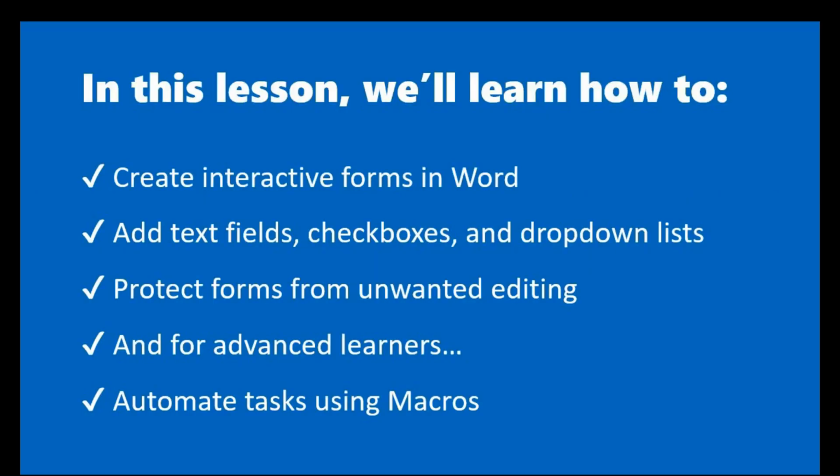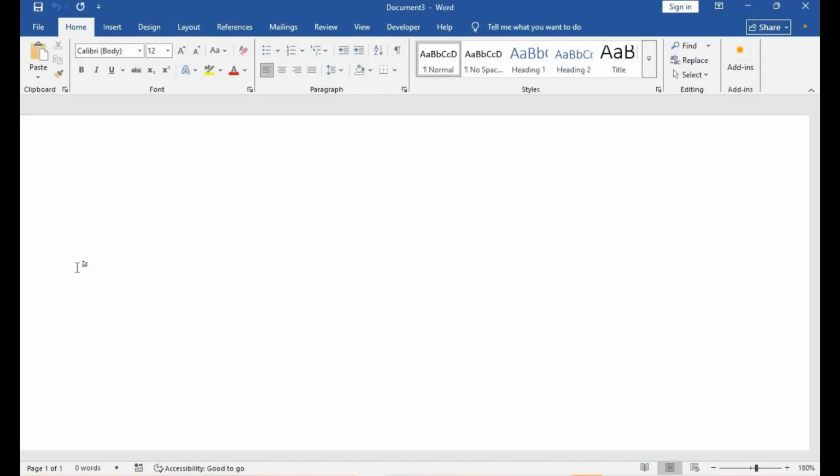In this lesson, you create interactive forms in Word. Add text fields, checkboxes, and drop-down lists. Protect forms from unwanted editing. And for advanced learners, learn how to automate tasks using macros. These are powerful tools used in offices, schools, churches, HR departments, registration systems, and many more. So open Microsoft Word and let's begin.